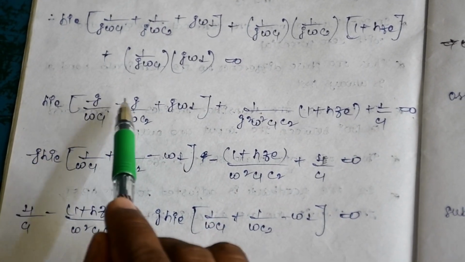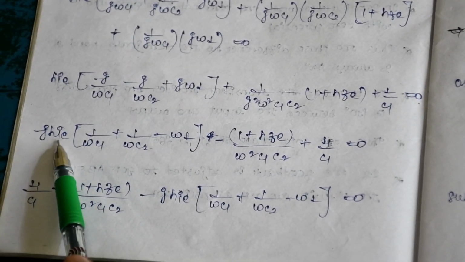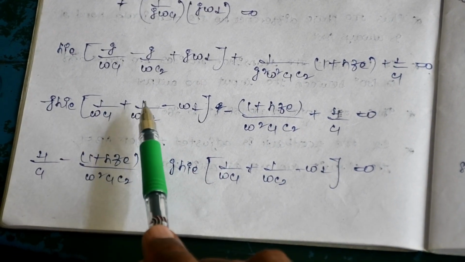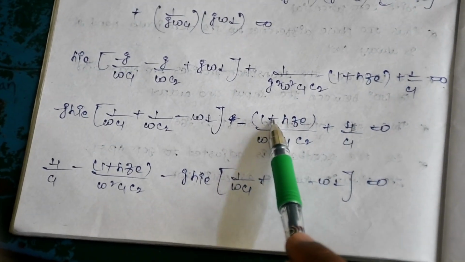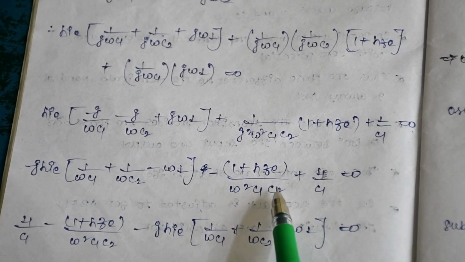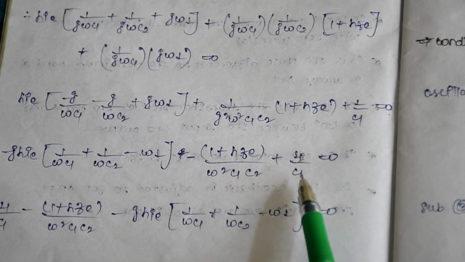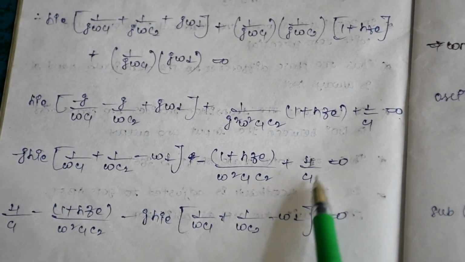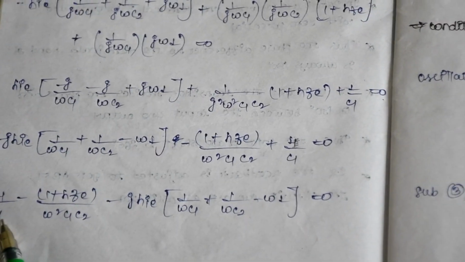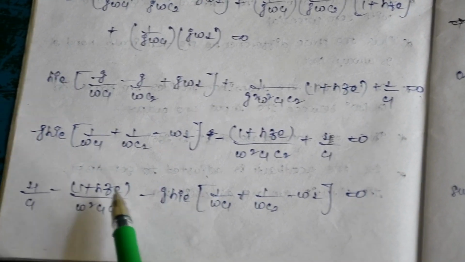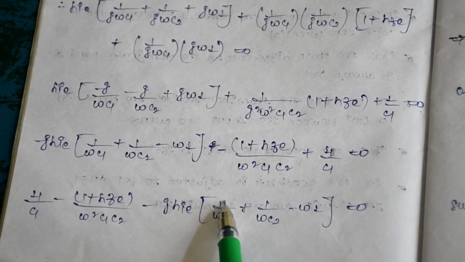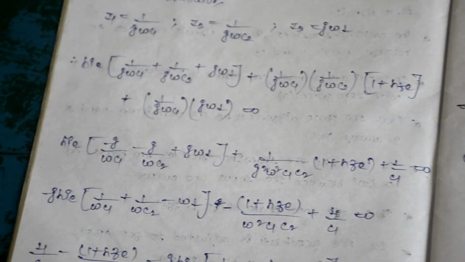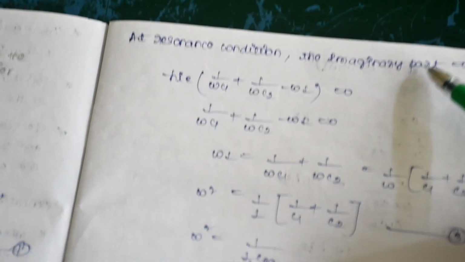We can take the j term as common. So L divided by C1 minus (1 plus HFE) divided by omega square C1 C2, minus j into HIE into (1 divided by omega C1 plus 1 divided by omega C2 minus omega L), equal to 0. So at resonant condition the imaginary part is equal to 0.